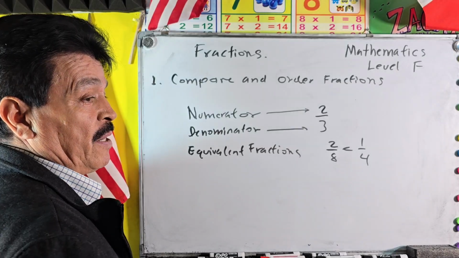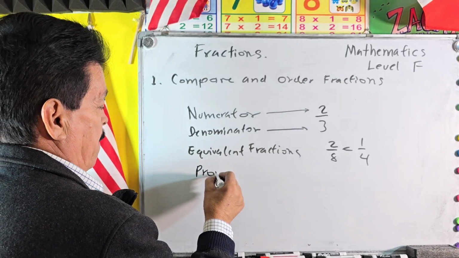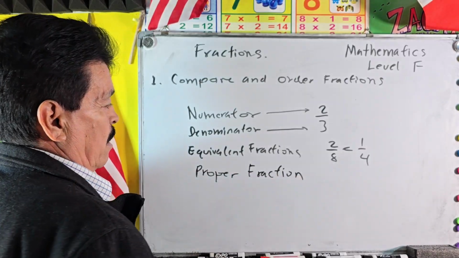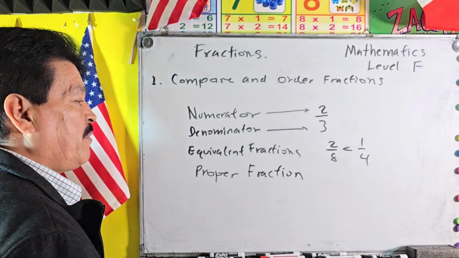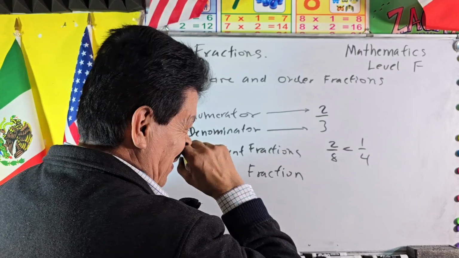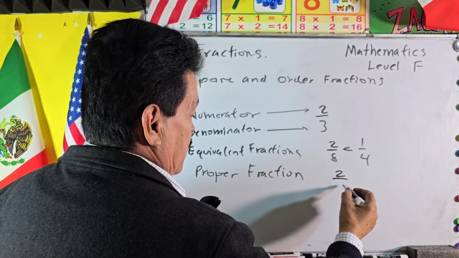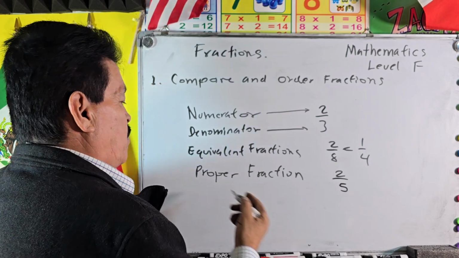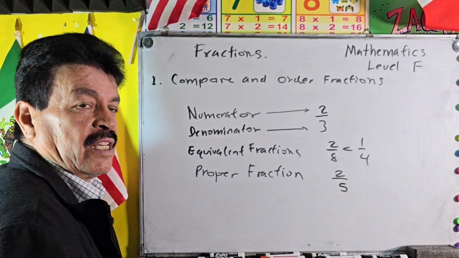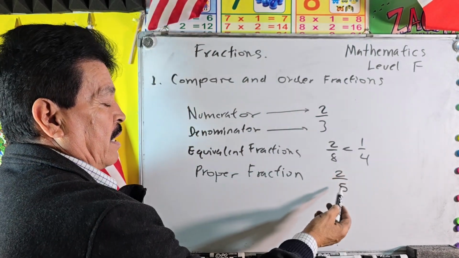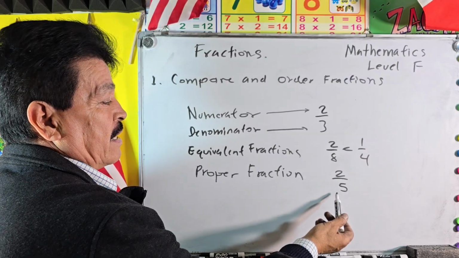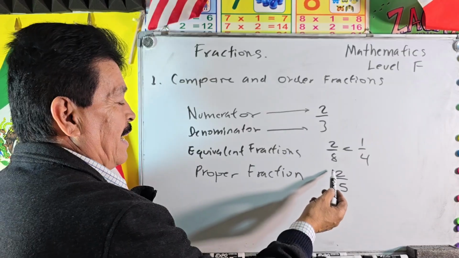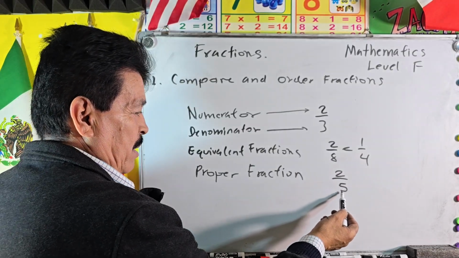Another one, proper fraction. What is a proper fraction? A proper fraction is when the number on top is less than the number on the bottom. For instance, 2/5 is a proper fraction. This number is less than the denominator. The numerator is less than the denominator.